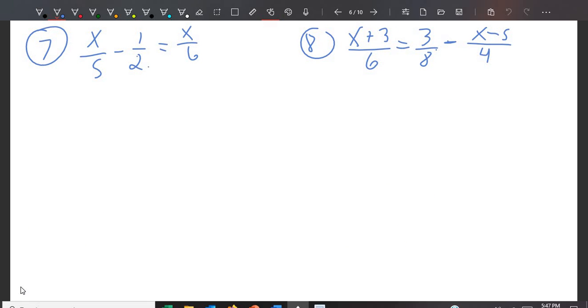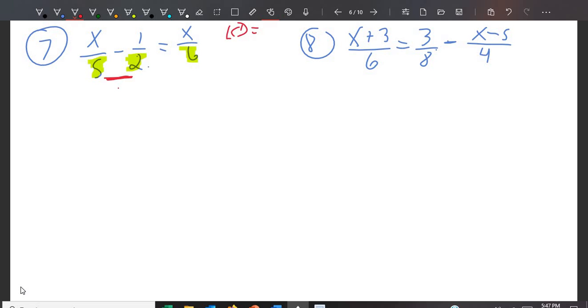Now, number 7. Now this time, I've got 3 different fractions, 3 different denominators. So we've got to find the common denominator for all 3 of them. Well, here's a little hint for you. You could find the denominator of these 2 first, and then you could find the denominator of that number and the 6. Let me just tell you what I'm talking about.